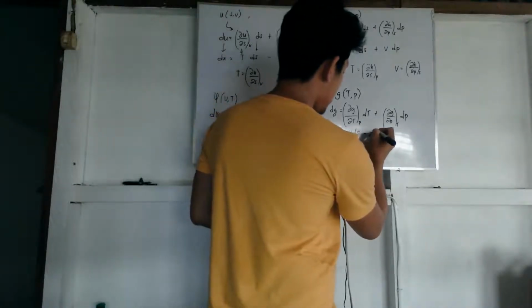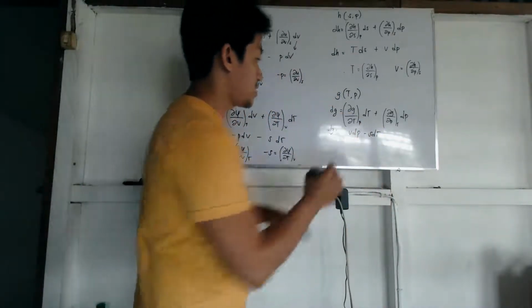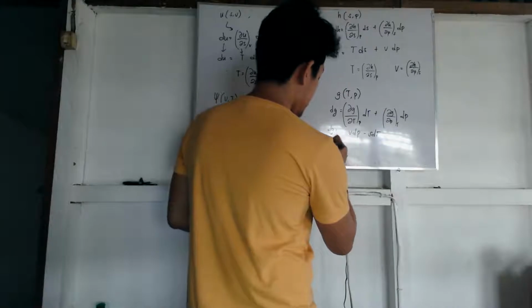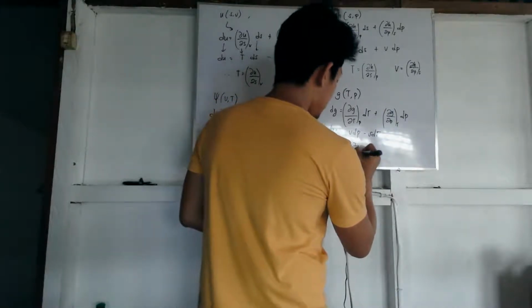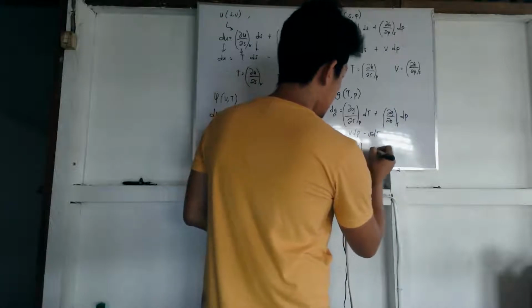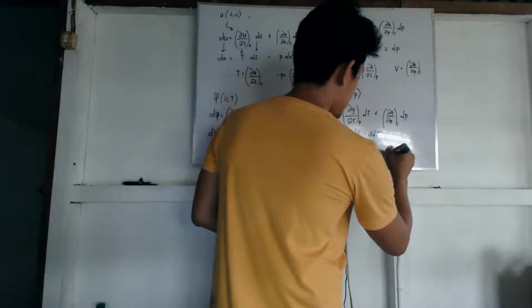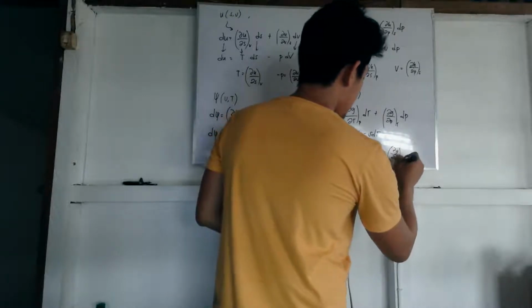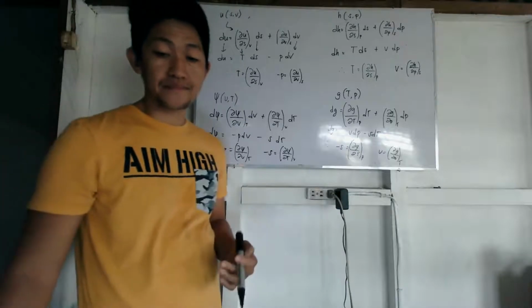PdP minus SdP. Okay, canonical span. So we have negative S is equal to partial of G with respect to T, and volume is partial of G with respect to P. So, what is this?